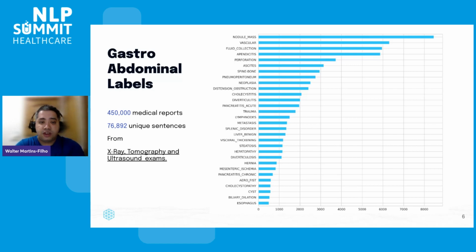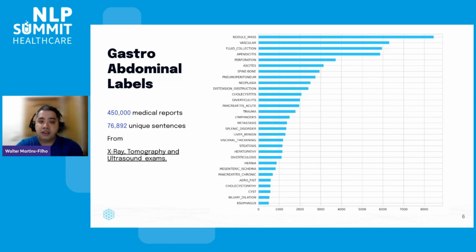For this analysis, I selected medical reports from 10 to 12 plus years of image exams, which gave me almost 400,000 medical reports. When you think about these documents by unique sentences that can change and give you pathology information, there are around 76,000 unique sentences for X-ray, tomography, and ultrasound exams.